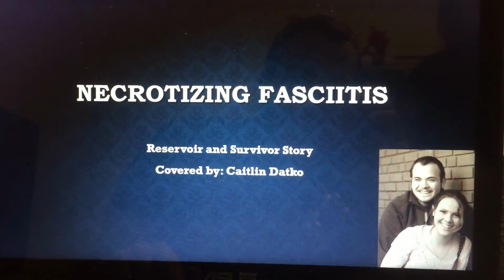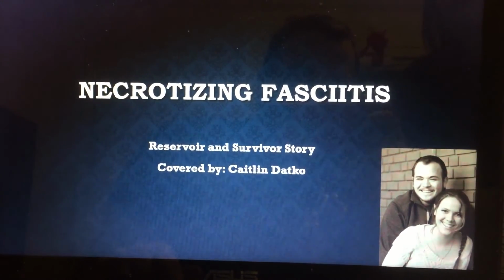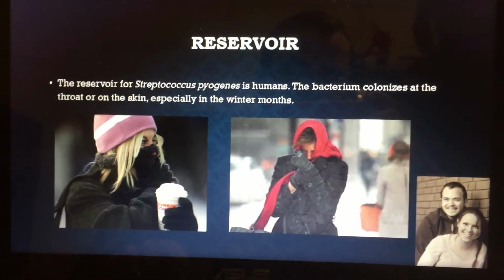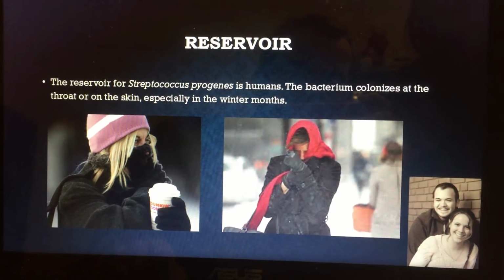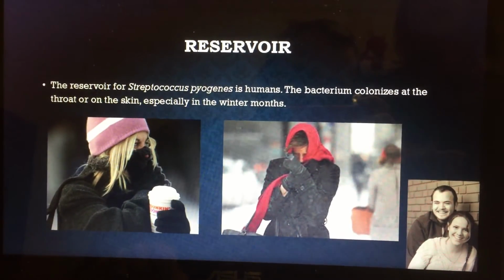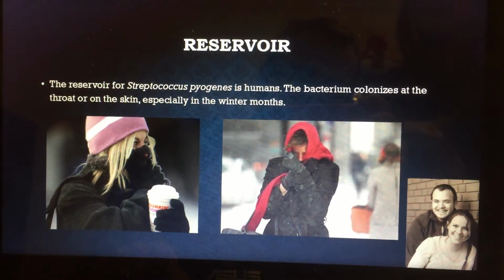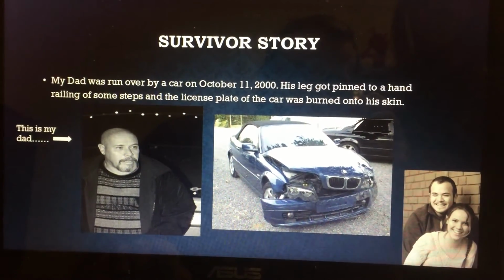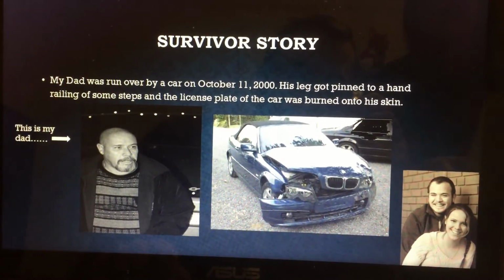Necrotizing Fasciitis, Reservoir and Survivor Story, covered by Caitlin Datko. The reservoir for Streptococcus pyogenes is humans. The bacterium colonizes at the throat or on the skin, especially in the winter months. So my family's had a personal experience with necrotizing fasciitis.